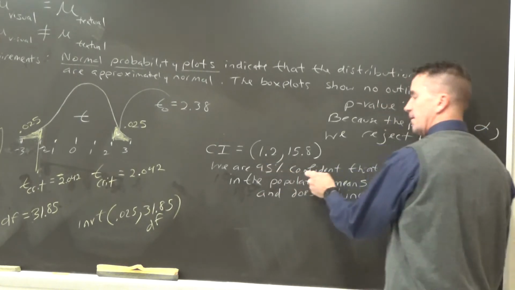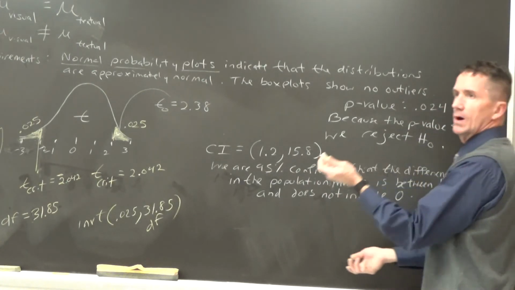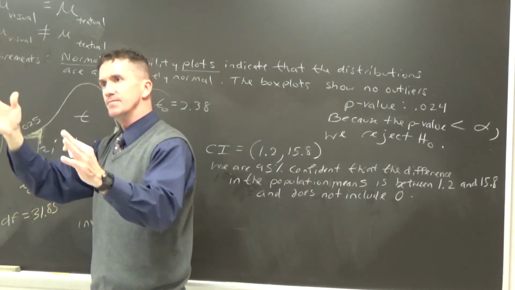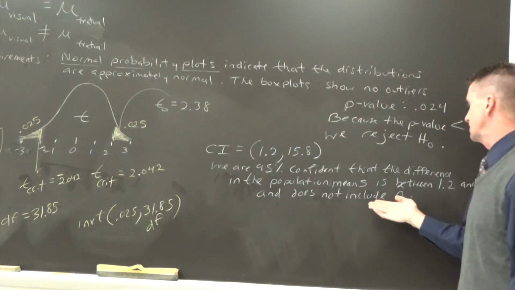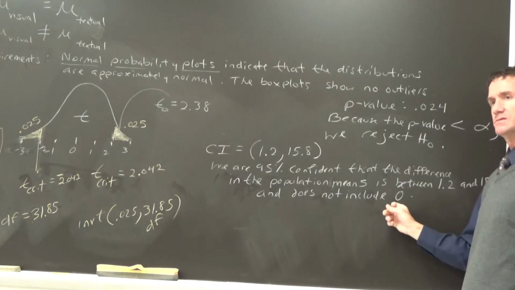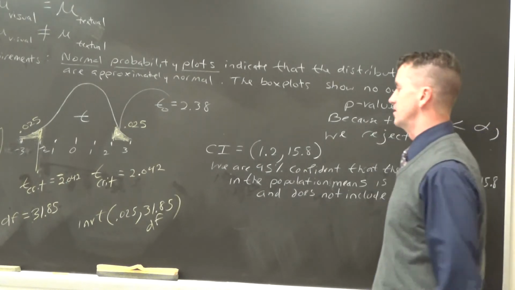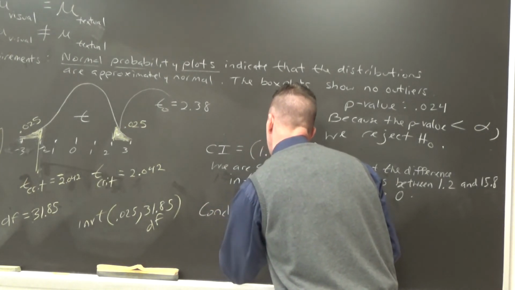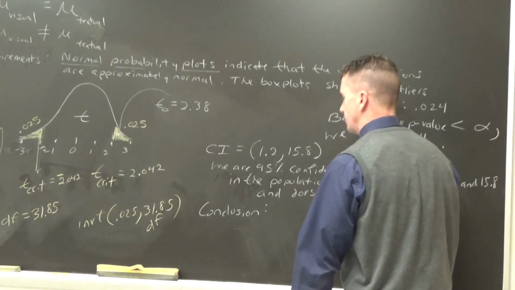We are 95% confident that, you go what? That the difference in the two population means, the difference of them, is between these numbers. And the difference didn't include a what? 0. 0. So now I'll state my conclusion. Conclusion! I'll wait till the end to do this. But we knew it a long time ago. We looked at that p-value. We knew this.